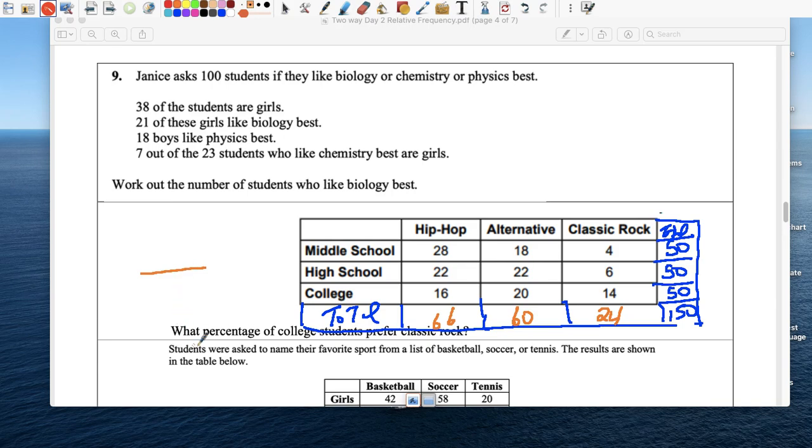And what's the percentage? So in order to find percentage, I need to find this fraction here first. The percentage of college students that prefer rock. So ignore the high school, ignore the middle school, focus here on the college students. We had a total of 50 college students. And how many like rock? The number who like rock is 14. So 14 over 50. And again, you're welcome to change that to decimals and percent, depends on the question. We got 28%.